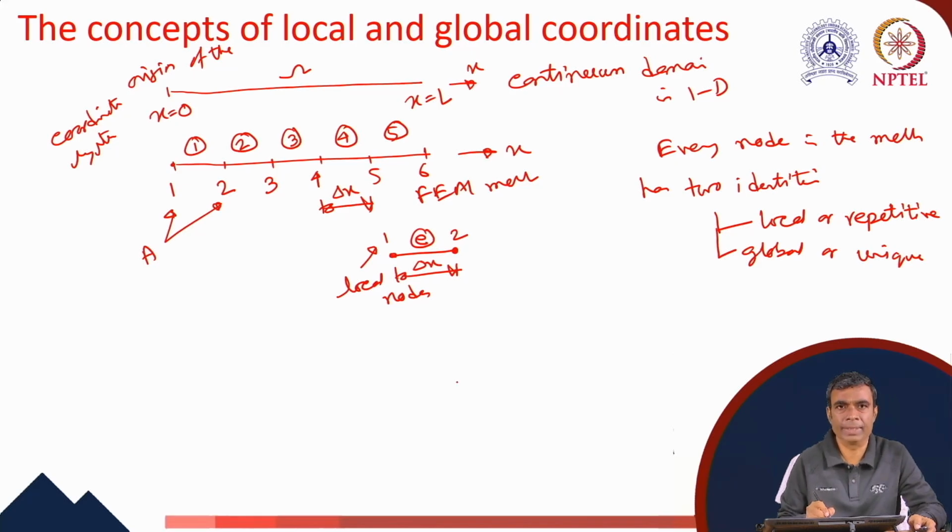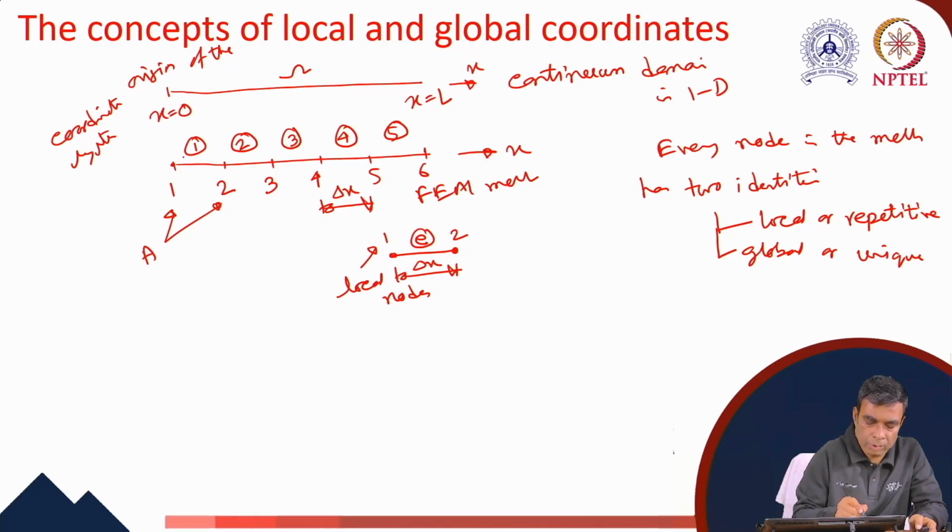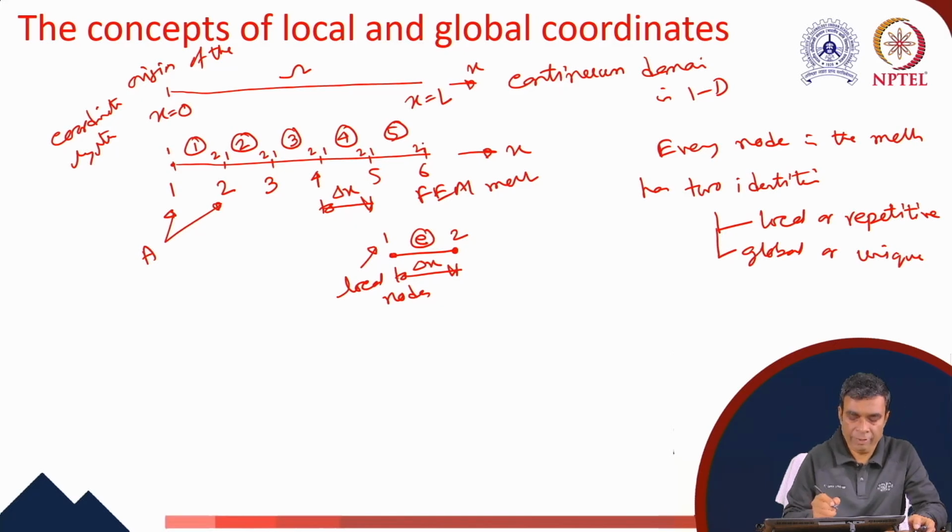These numbers are present in every element. So for element 1, we can denote them as 1, 2. First node is local node 1, second node is local or elemental node 2. For the second element, we have first node as local node 1, second one is 2. Like that, we can assign these local node numbers 1 and 2 for every element.